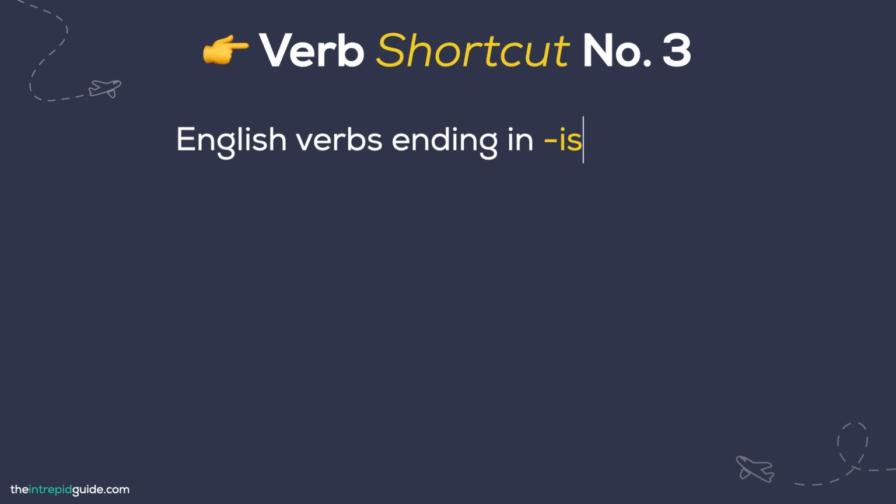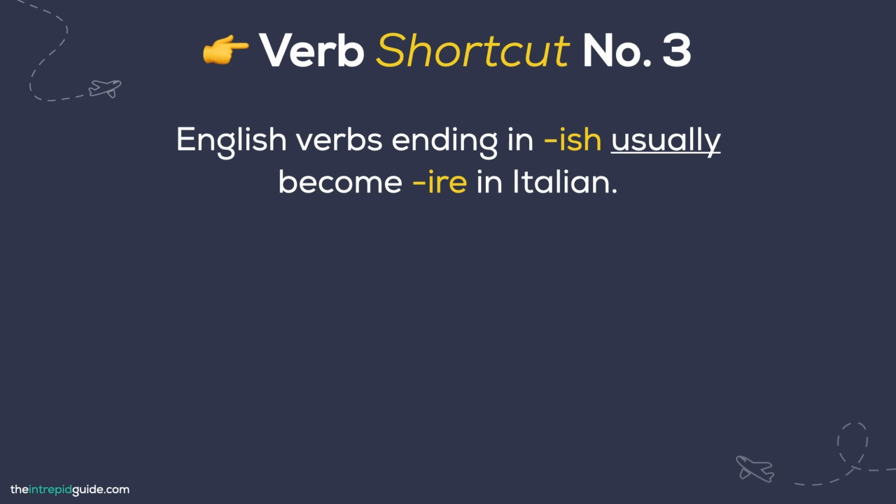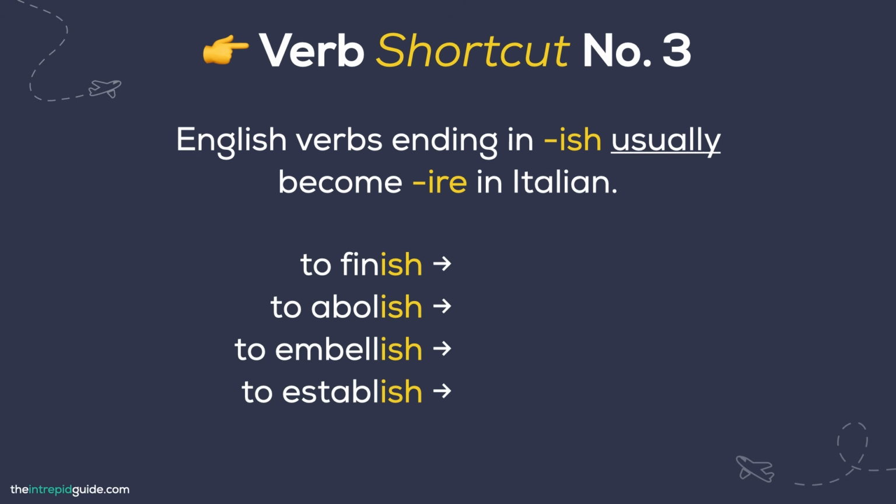Now, English verbs ending in "ish" usually become "ire" in Italian. Take a look at these examples. To finish becomes finire, to abolish becomes abolire, to embellish becomes abbellire, and to establish becomes stabilire. Are you starting to see how powerful these shortcuts can really be? Let's keep going and move on to shortcut number 4.